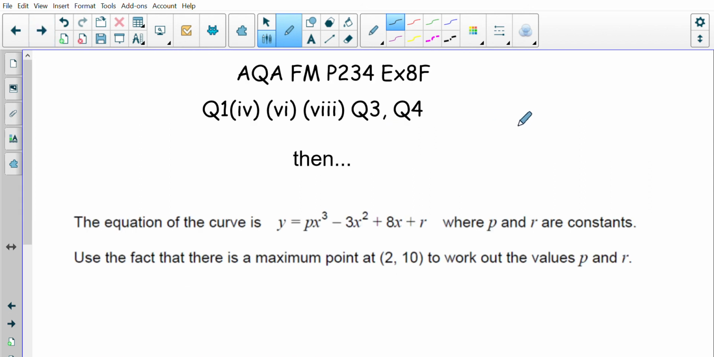So to have a practice of that, I'd like you to have a go at these questions from exercise 8F, and then there's just an extension question on the end. If you just pause the video now, because before I stop recording, I will show you the solution to the extension question. So pause the video and have a go at these questions, and then you can just play it again to get the answer to the extension question.